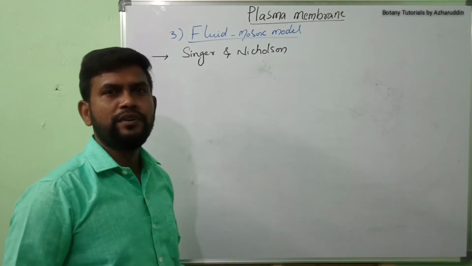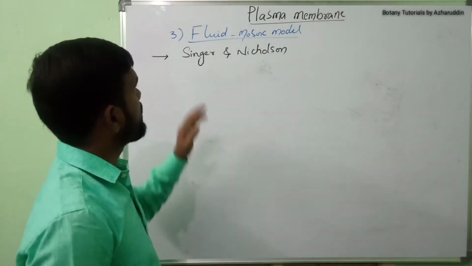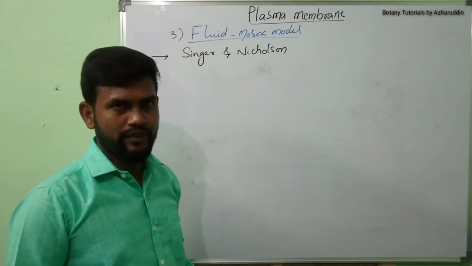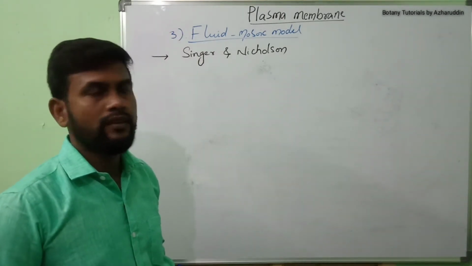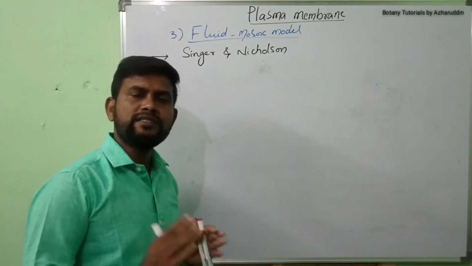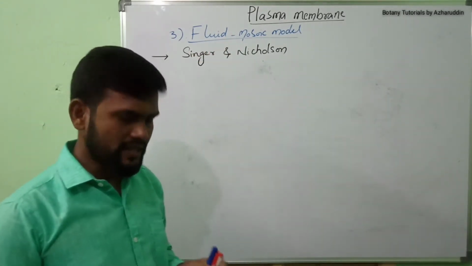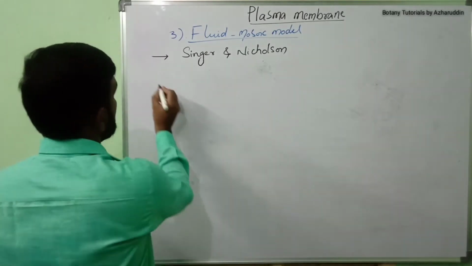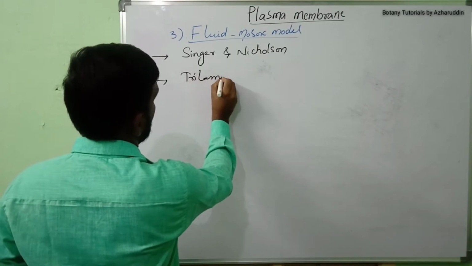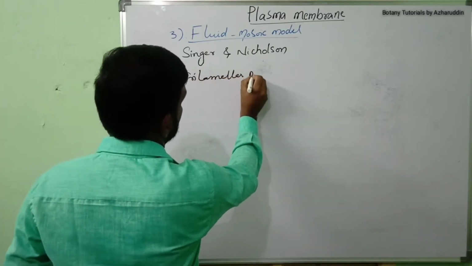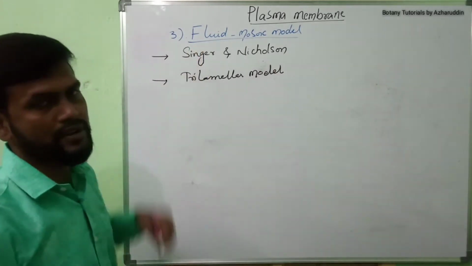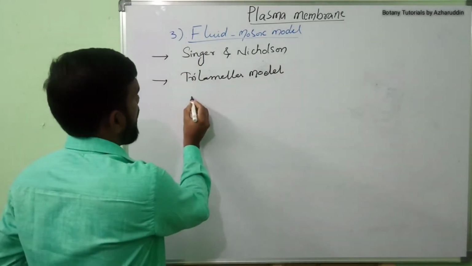Hello everyone. In the previous video, we discussed Singer and Nicholson's interpretation. In that, they said the plasma membrane is made up of proteins and phospholipids, and it is a trilamellar model. That means three layers are present in the plasma membrane.